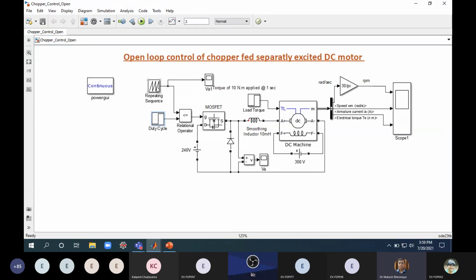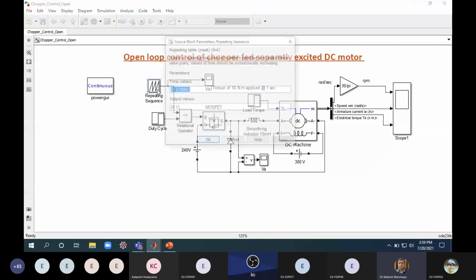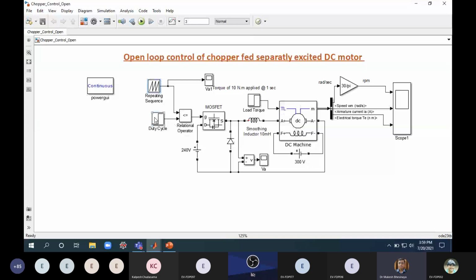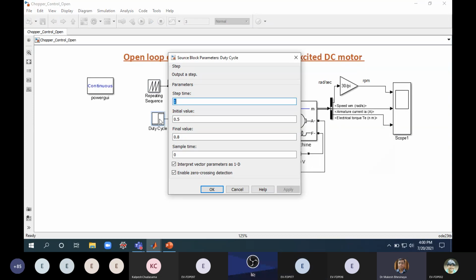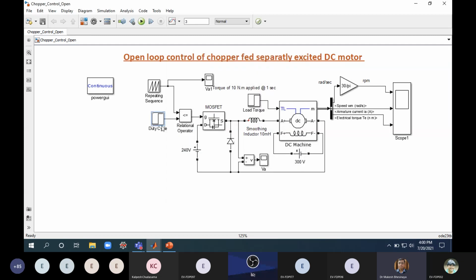I have implemented these two signals here in this block. I'm comparing this sawtooth waveform with a fixed input voltage. I'm using a step signal here so that I can also give a step change in the duty cycle. The initial value of my duty cycle is 0.5, and then I'm increasing it to 0.8 at, say, 1 second. With the increase in the duty cycle, as you know, in a buck converter the output voltage of the converter will increase, and hence the armature voltage of this machine will increase, and you can see the change in the speed.